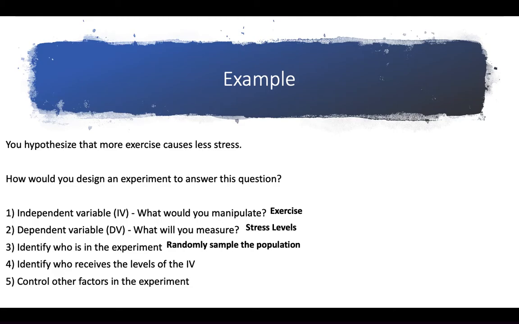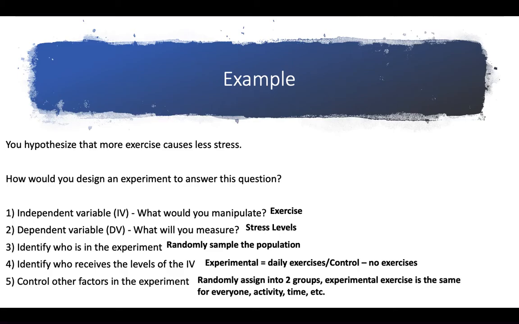Now, who receives the levels of the IV? Well, your experimental group could, for example, take part in daily exercising, while your control group does no exercises. You could even go as far as to say that your experimental group will exercise for an hour a day and your control group only exercises for 15 minutes. So here you could vary your levels of the IV depending on your research question.